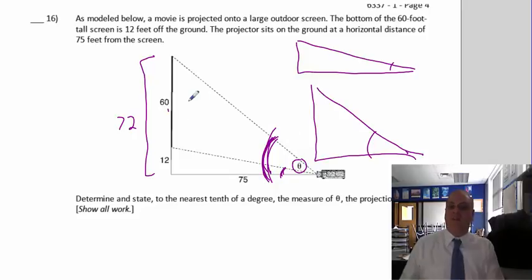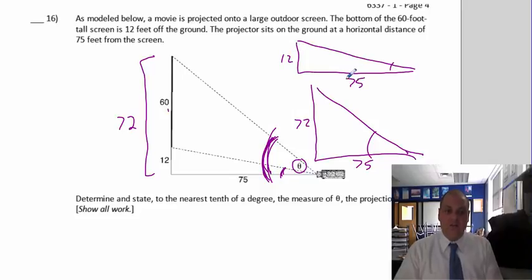Because this isn't a right triangle, so I can't use my regular trig in that. We'd have to use law of sines, but then there's a lot of work to do. You could do this with law of sines, but it would take quite a bit of work. This is easier. So this is 72, this is 75, this is 12, and this is 75. So I can do tangent. I can do opposite over adjacent for both of these.